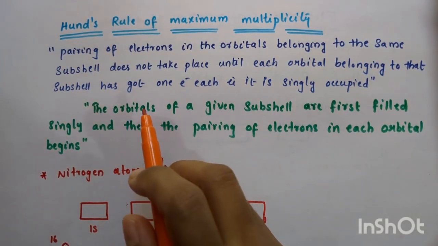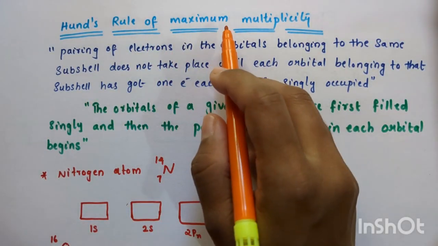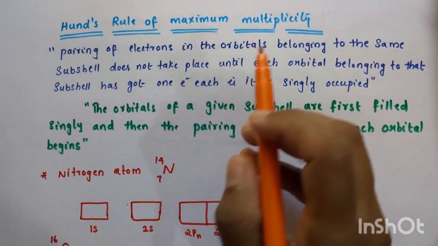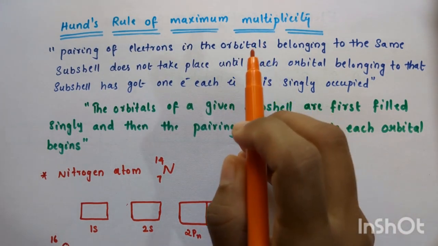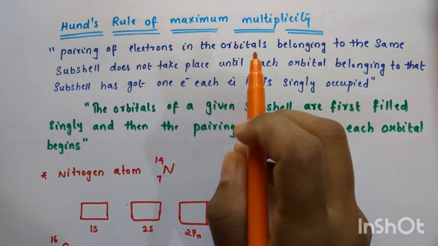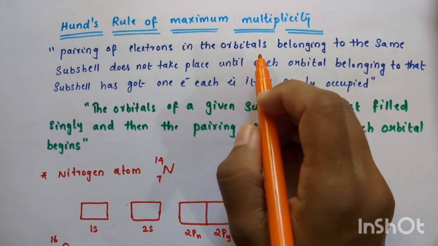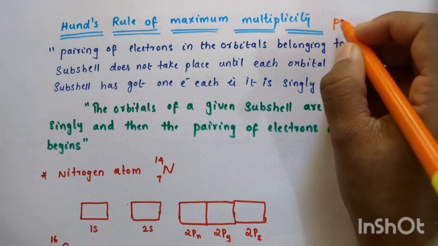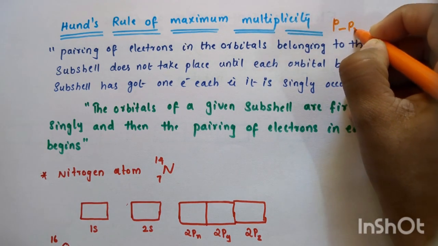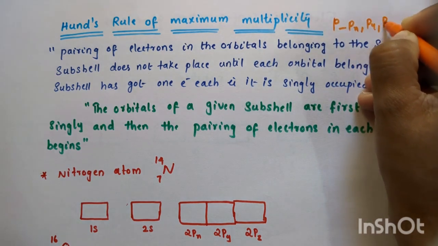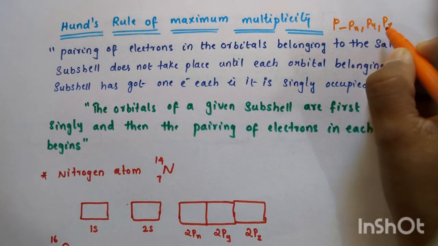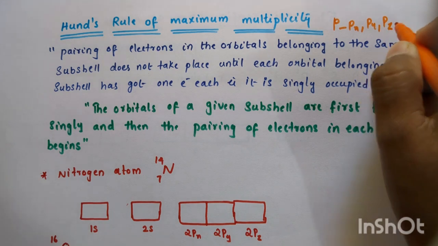Next, let us discuss Hund's rule of maximum multiplicity. This rule deals with the filling of electrons into the orbitals belonging to the same subshell. That is, if you consider the p subshell, it has 3 orbitals, px, py and pz. These 3 orbitals are of equal energies. That is, all these 3 orbitals are degenerate orbitals.